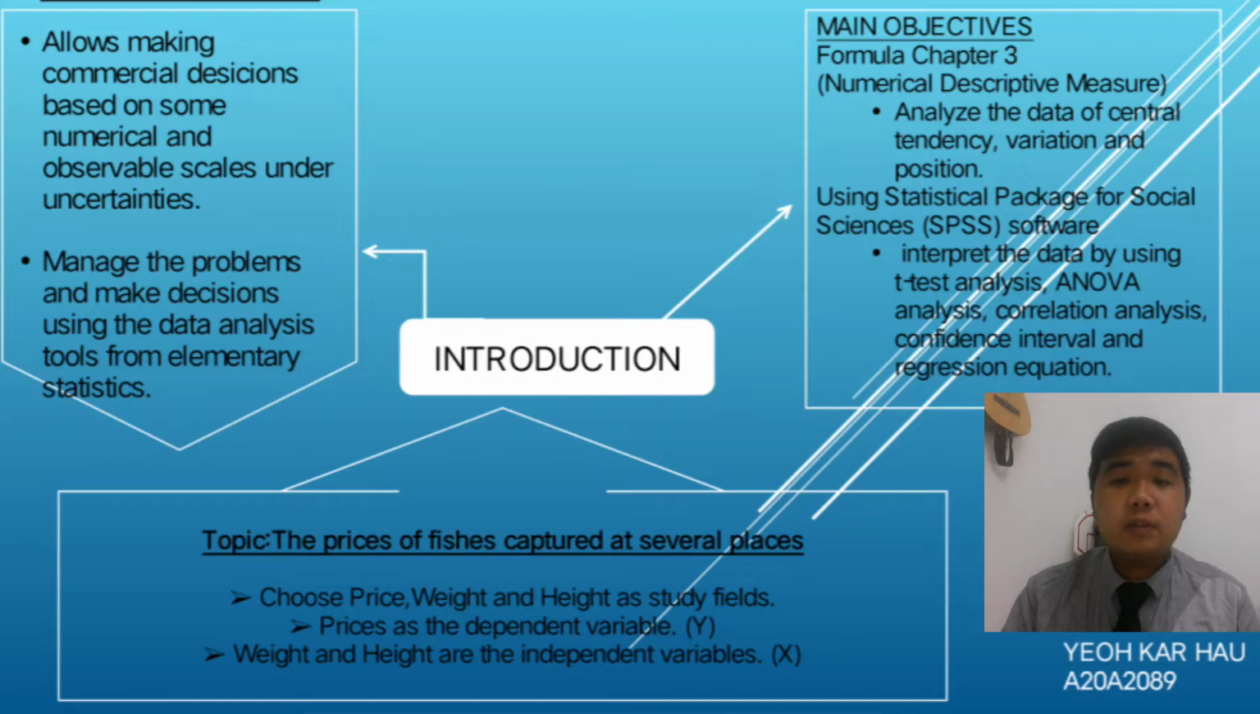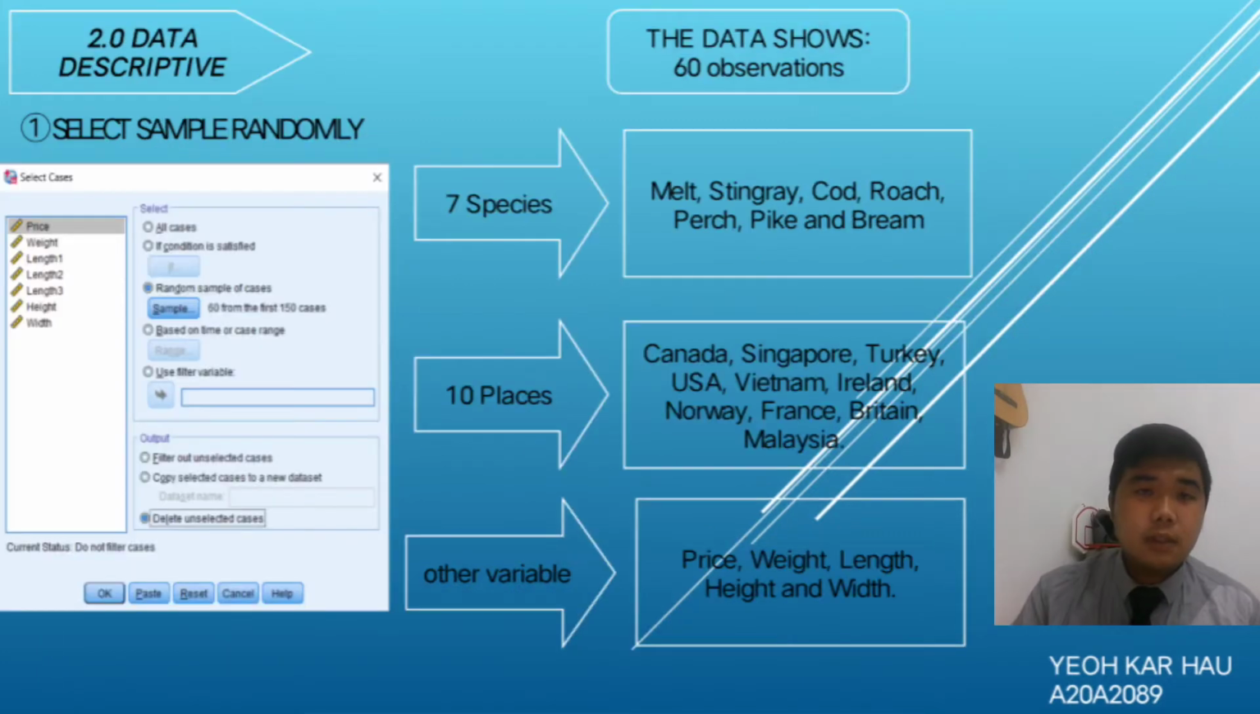The topic that we chose is the prices of fishes captured at several places. We choose price, wedge, and hedge as our study fields. According to the instruction, we know that the dependent variable is price and the independent variables are wedge and hedge. Next is data descriptive. We use the SPSS software to choose 60 observations from 150 cases. The data shows that 7 species of fish, 10 places, and other variables have been chosen.